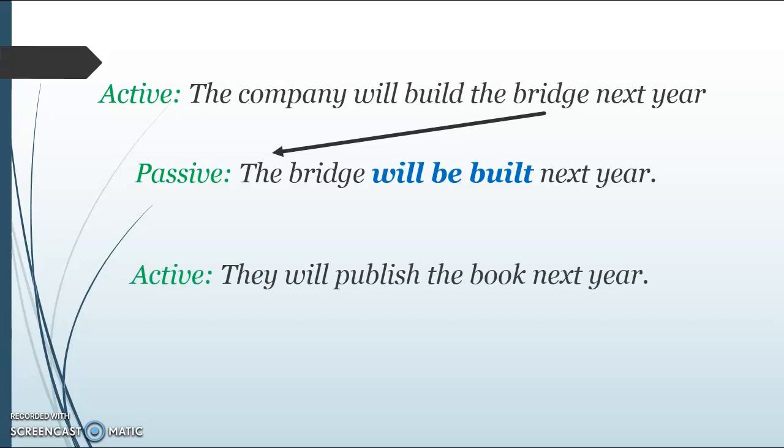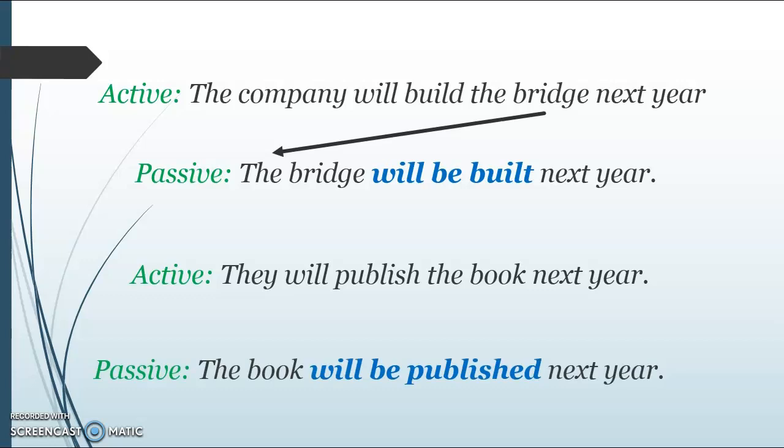Another example, this is another sentence expressed in the future. They will publish the book next year. Now we are going to express the same, but in the passive voice, focusing our attention on the object, in this case, the book. The book will be published next year. So here we have the contrast between active and passive voice.